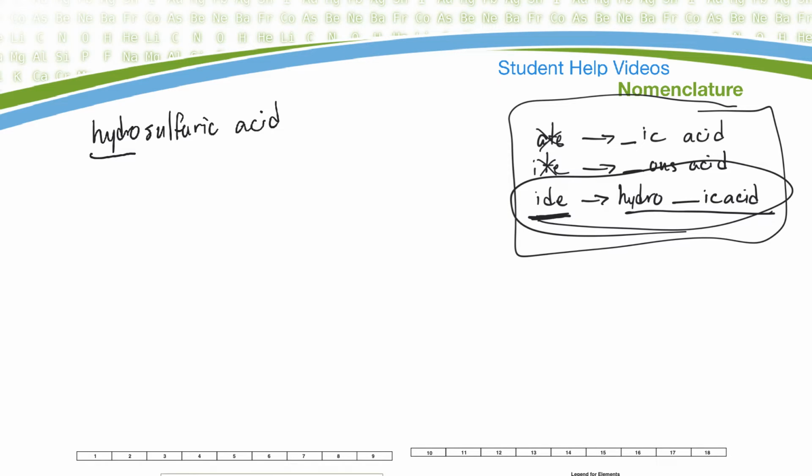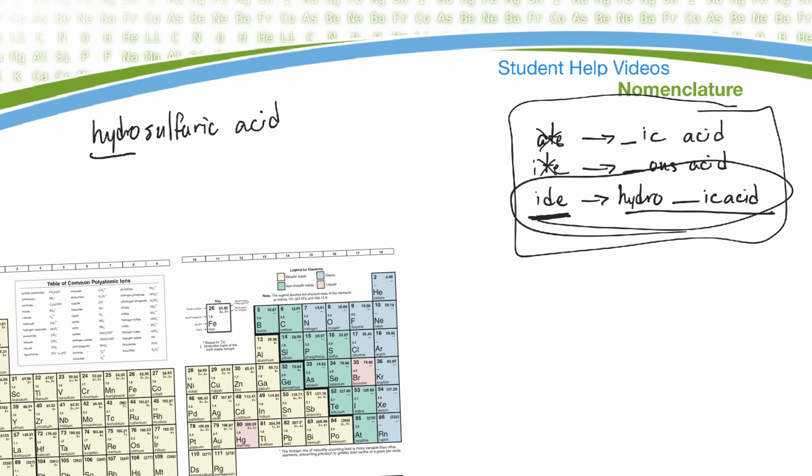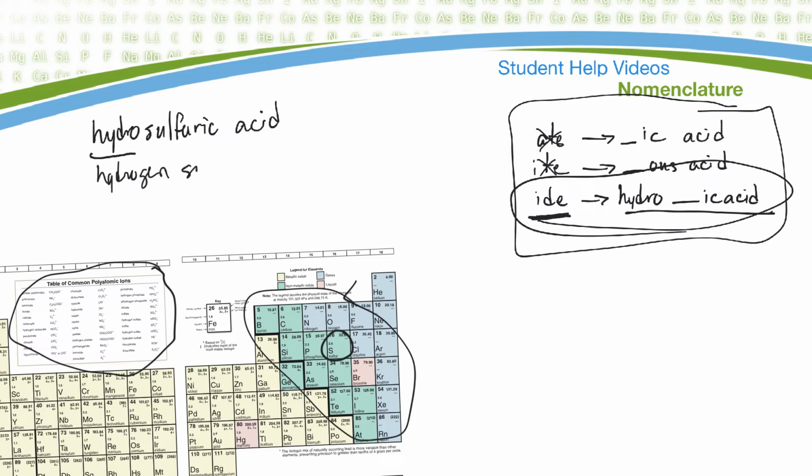And the only ones that will do that are these ones. Well, on this side, let me point over here. So these ones here will give me an ide, but these ones here are all ates or ites. So it must have come from this sulfur right there. So the ionic name could have been hydrogen sulfide. And so if it's hydrogen sulfide, then the chemical formula will be an H and an S.